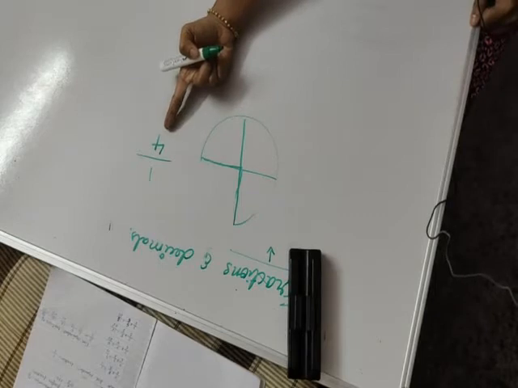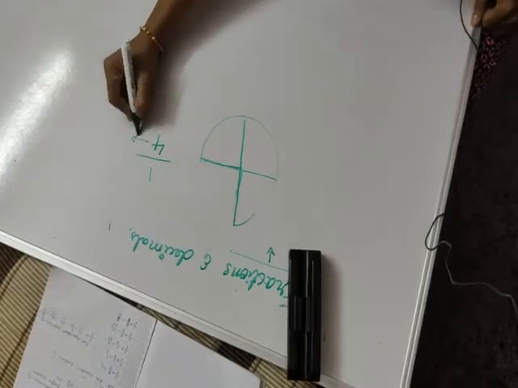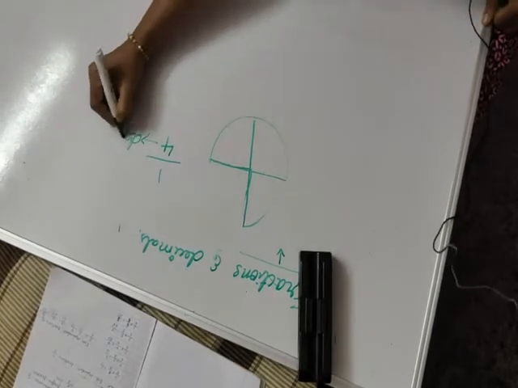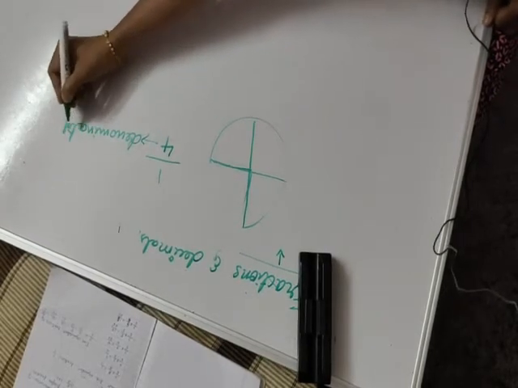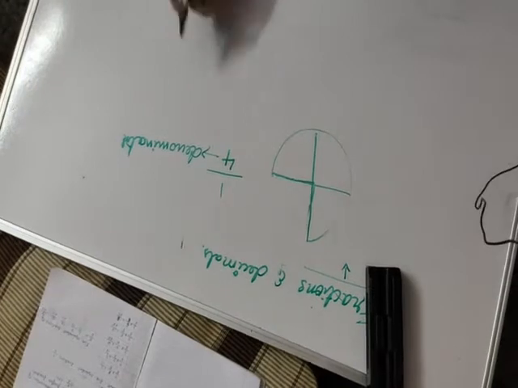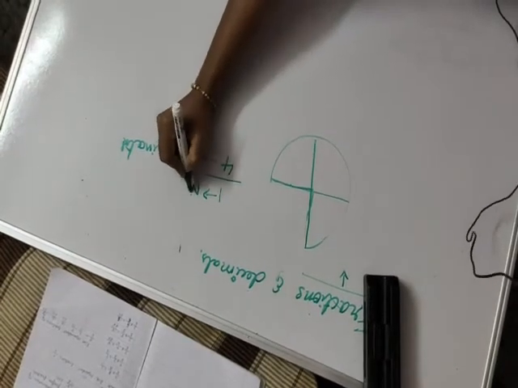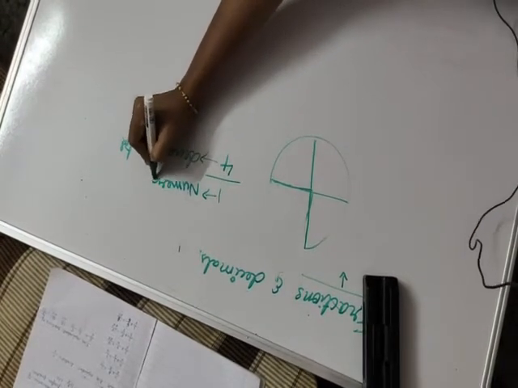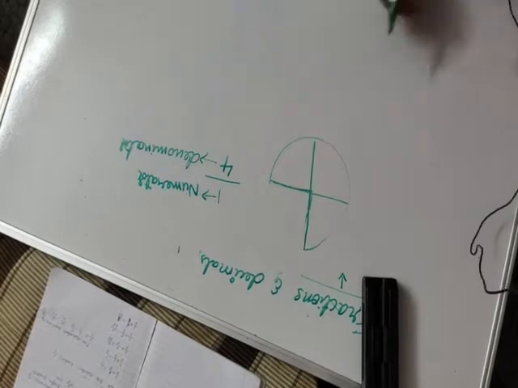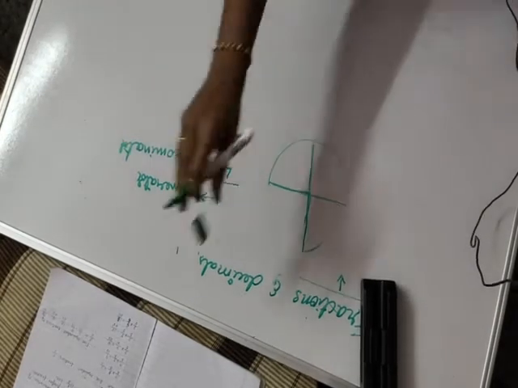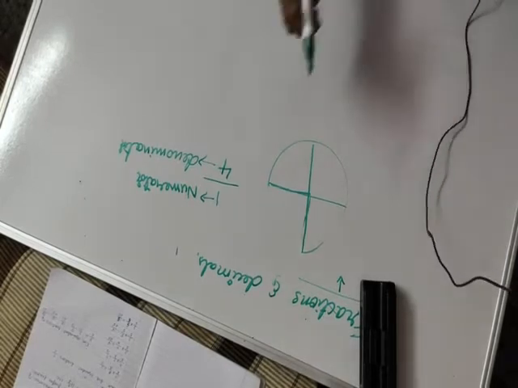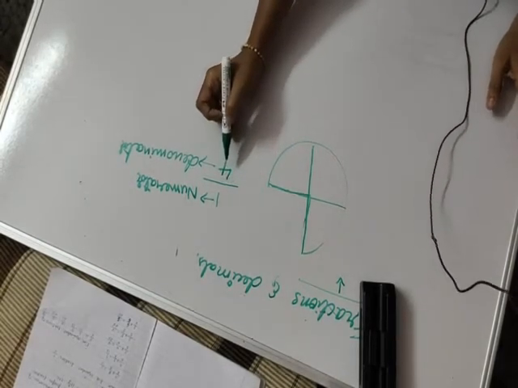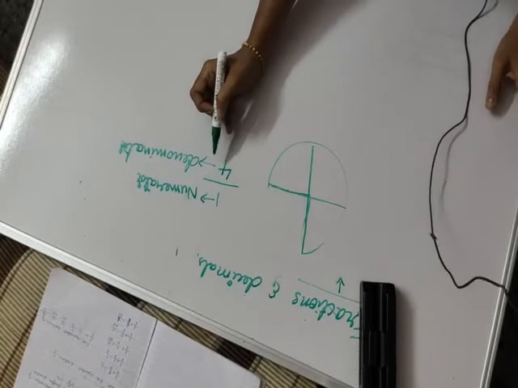The total we have to write in the denominator. This one we are calling the denominator, and this one we are calling the numerator. So the total is in the denominator. How many parts we have taken, that is in the numerator. So it is called a fraction.